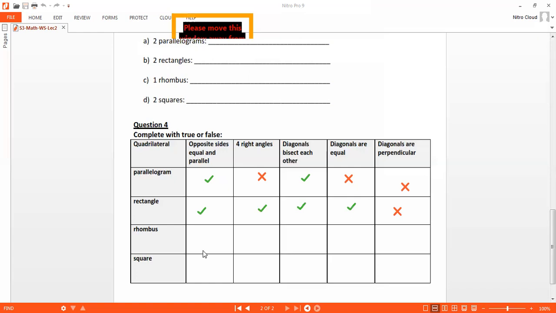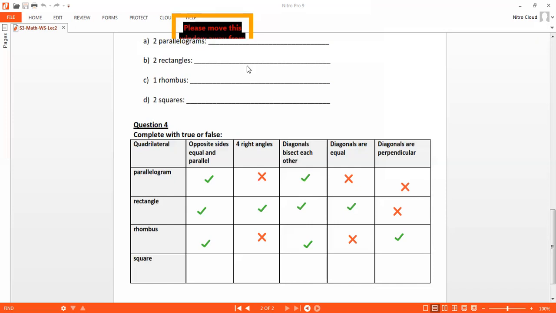Yalla Malak. Rhombus: does it have opposite sides equal and parallel? True. 4 right angles? False. Bravo. Diagonals bisect each other? True. Diagonals equal? False. Bravo. Diagonals perpendicular? True. Bravo Malak. Great job.